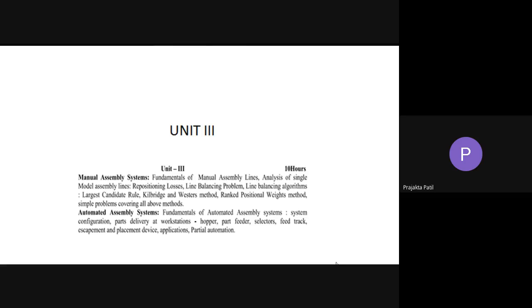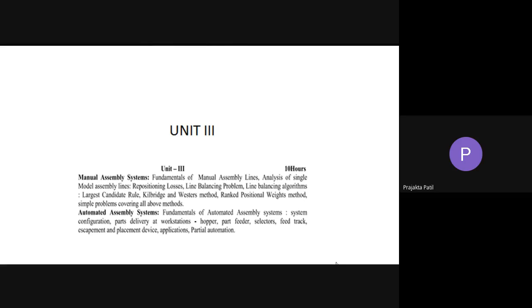In automated assembly systems, we are studying the fundamentals of automated assembly systems. In that, we are studying system configuration, part delivery at workstation. These are the elements of the part delivery actually: the hopper, part feeder, selector, feed track, escapements and placement devices, their applications, and we'll be studying what is partial automation.